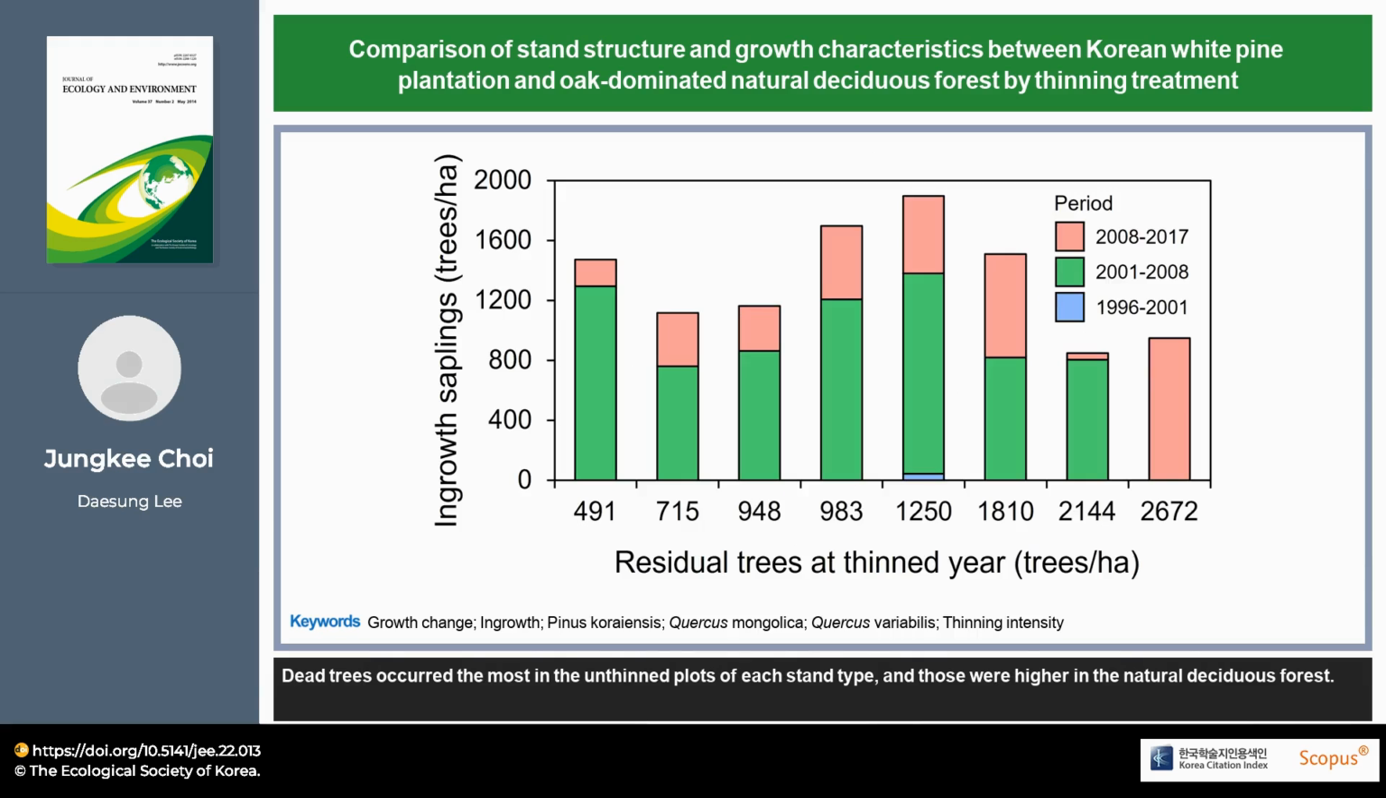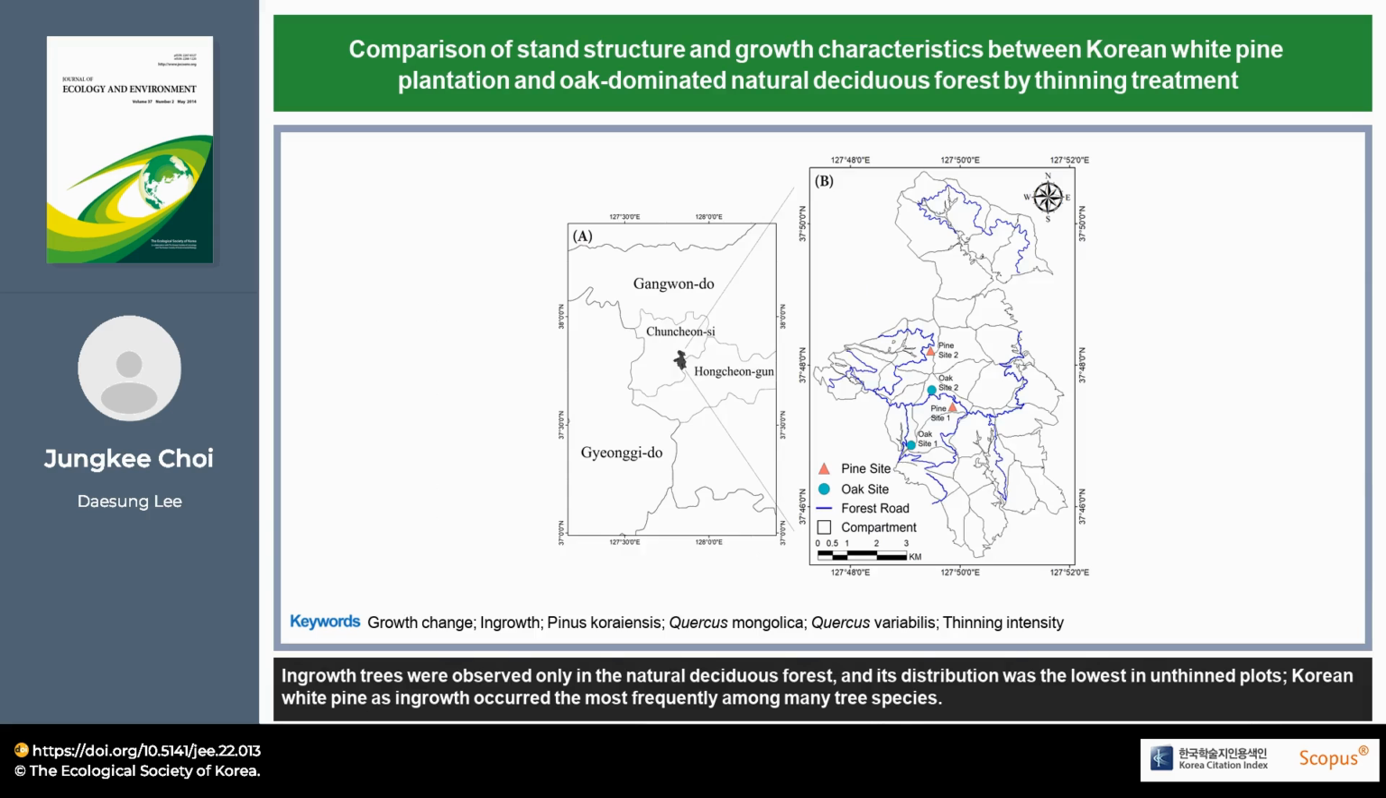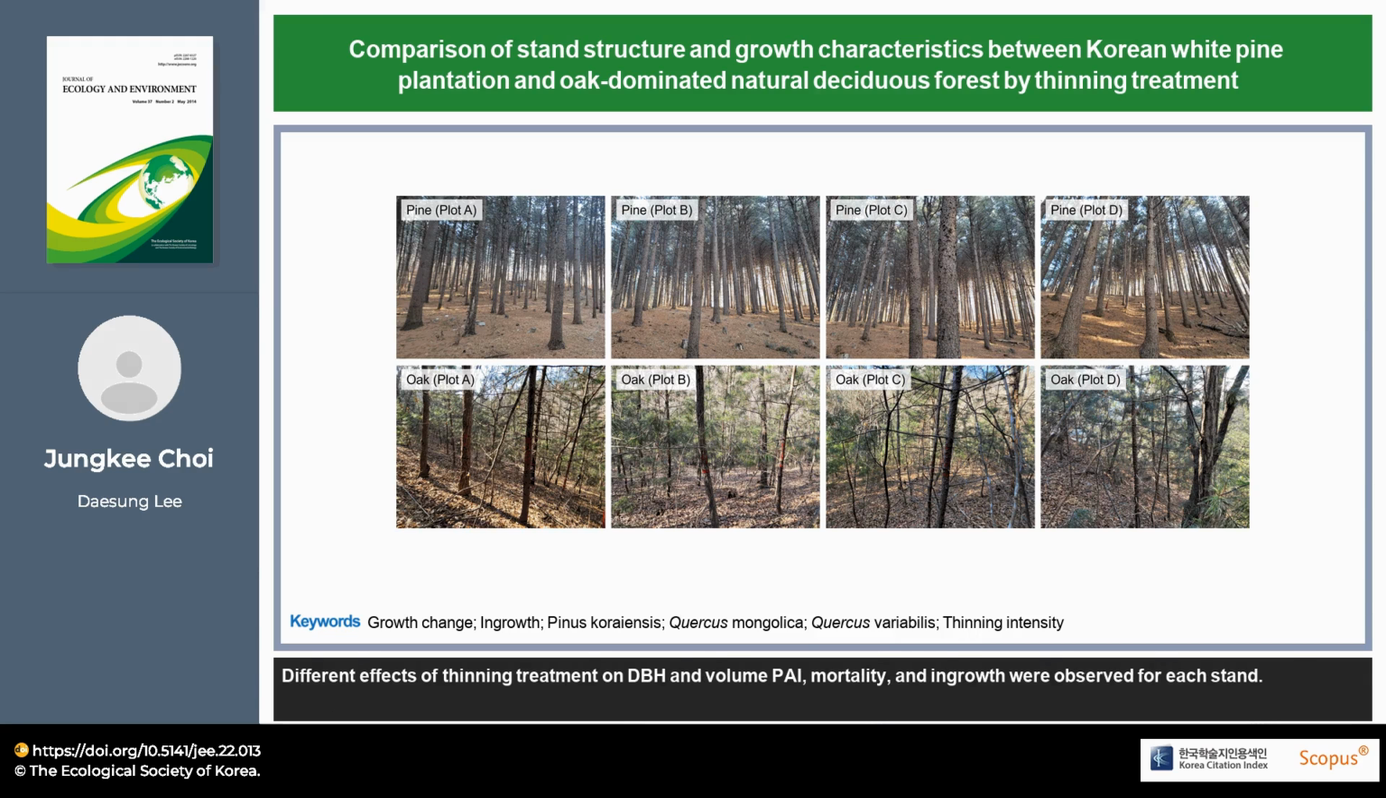Dead trees occurred the most in the unthinned plots of each stand type, and those were higher in the natural deciduous forest. Ingrowth trees were observed only in the natural deciduous forest, and its distribution was the lowest in unthinned plots. Korean white pine as ingrowth occurred the most frequently among many tree species. Different effects of thinning treatment on DBH and volume PAI, mortality, and ingrowth were observed for each stand.